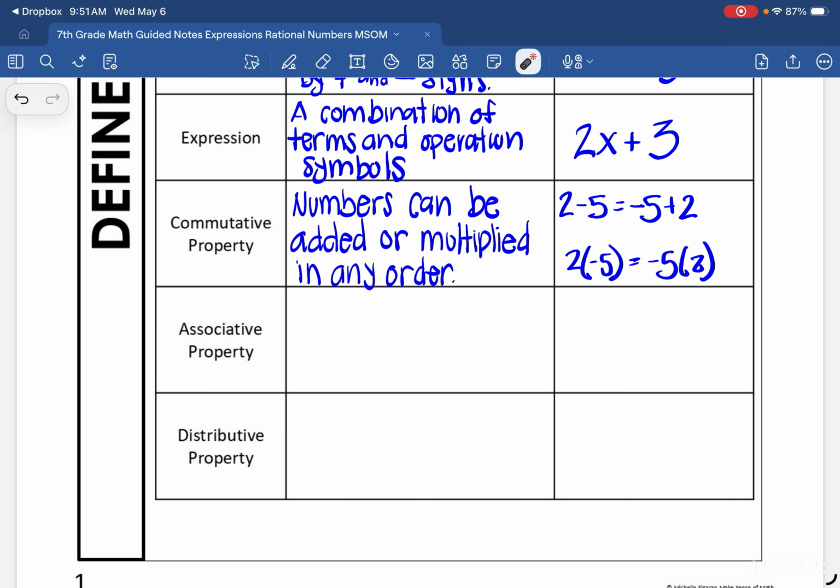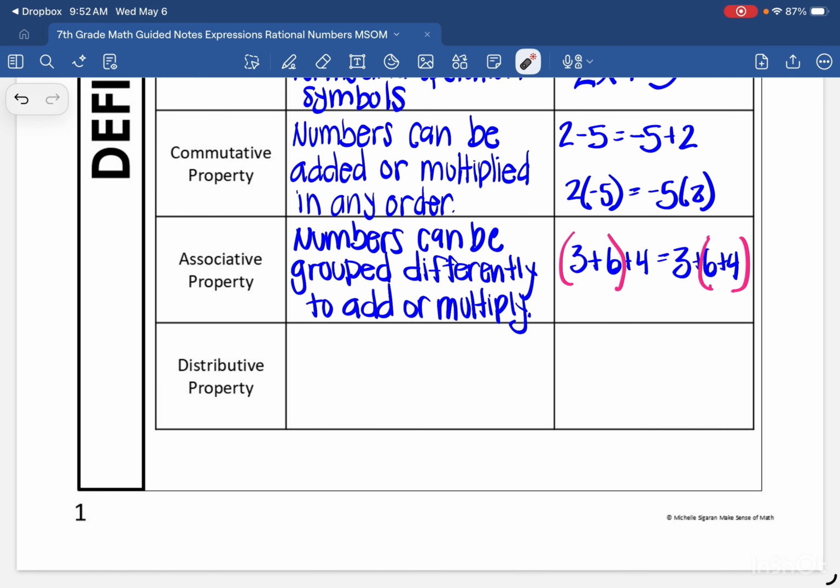The associative property is the property that says numbers can be grouped differently to add or multiply them. For example, if I have 3 plus 6 plus 4, I can add 3 plus 6 together and then 4, or I can group 6 plus 4 together, then add 3. That is the associative property.